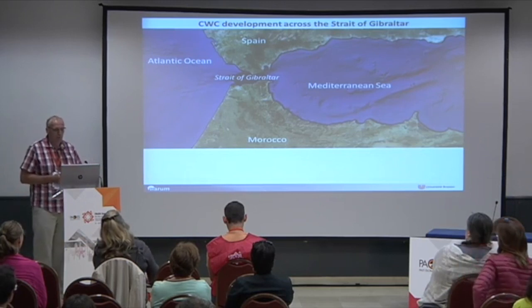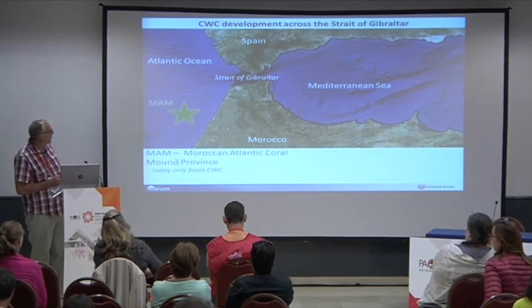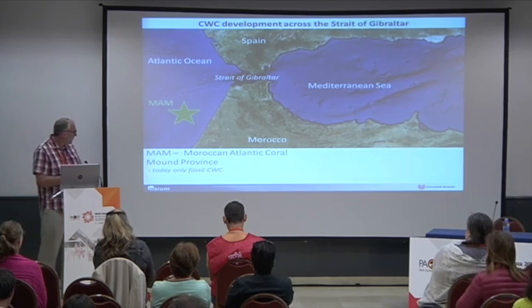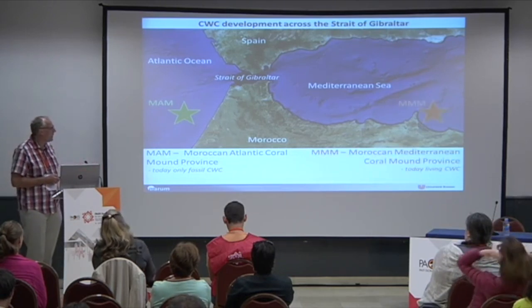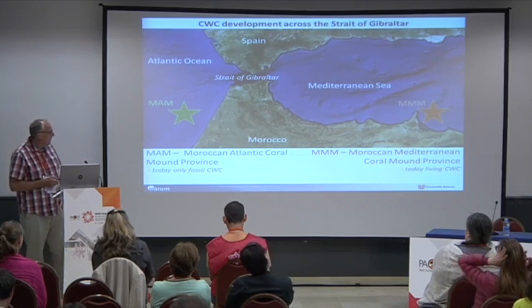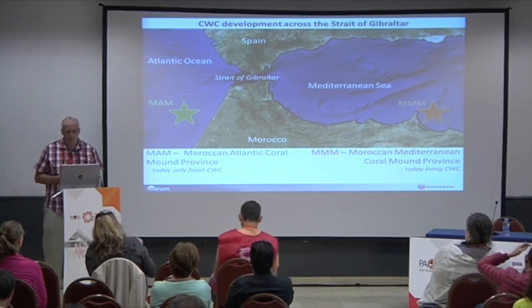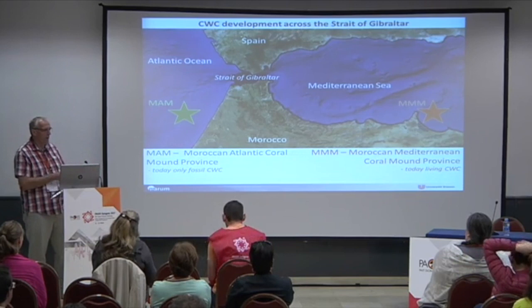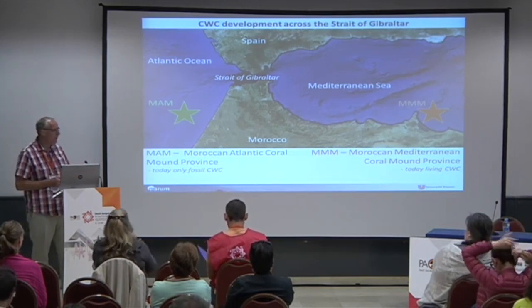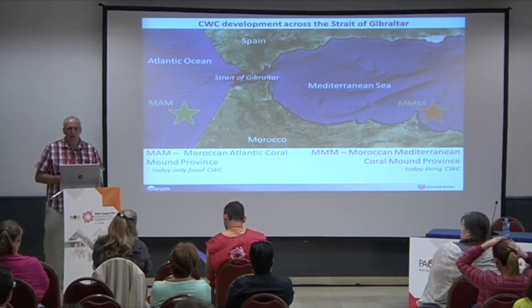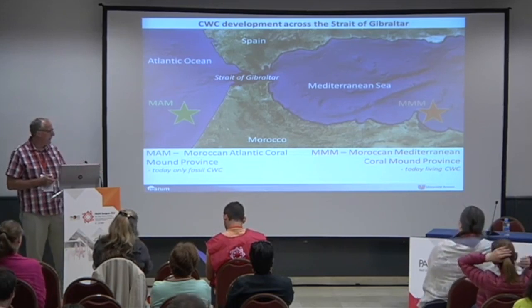And take you to two cold water coral sites. One is the Moroccan Atlantic margin site, where today we only find fossil corals, and the other one is in the Ivory Sea in the Western Med, where we also have living corals these days. And that already tells you a story that there are differences in terms of vitality of the corals, and that's something we try to follow into the past.